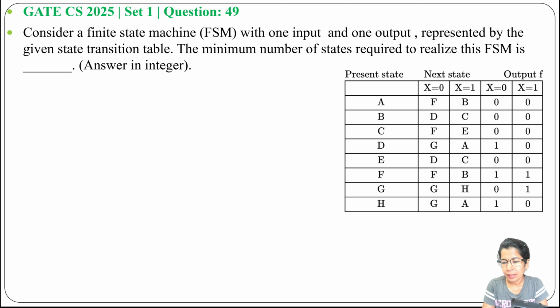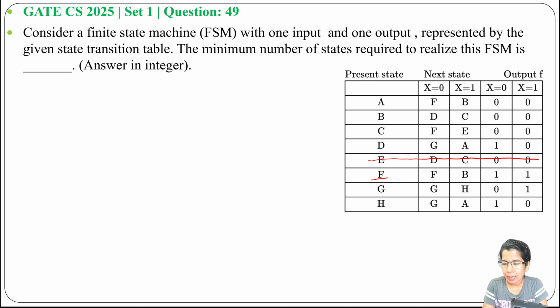So from A, we can go to F, B by 0, 1 and outputs are 0, 0. Is there anything where F, B, 0, 0? No. From F we can go to F, B, 1, 1. Here 0, 0, here 1, 1. So not same. Next from B, D, C, 0, 0. Is there anything D, C, 0, 0? Yes. From E by 0 input we can go to D and by 1 input C, output will be 0, 0. Yes. So B and E are same. We can delete E and merge E with B.